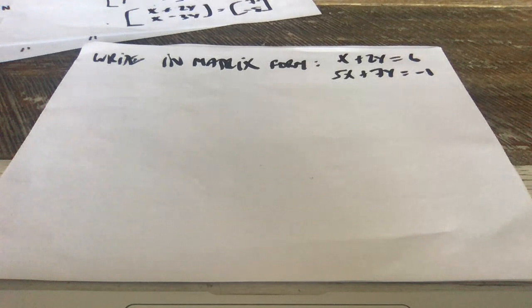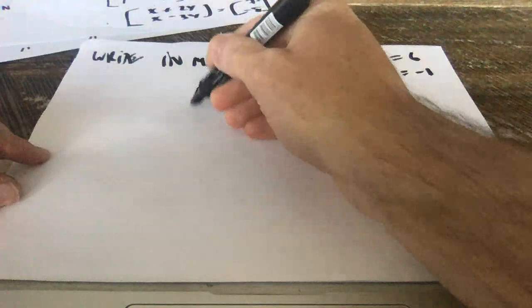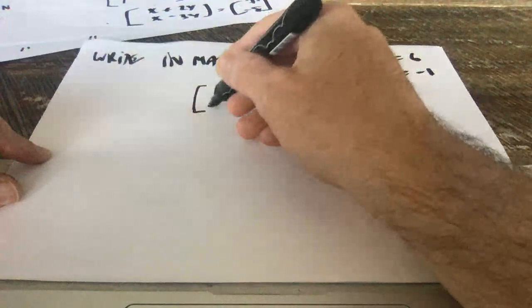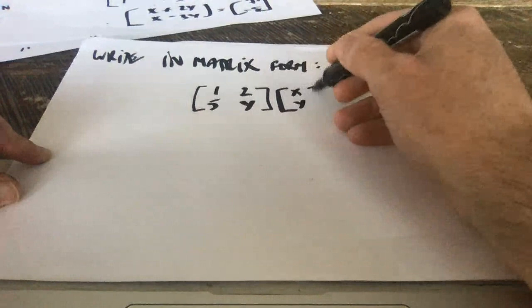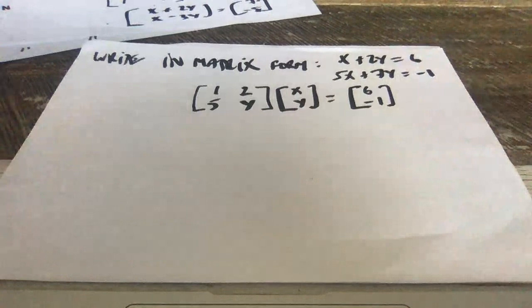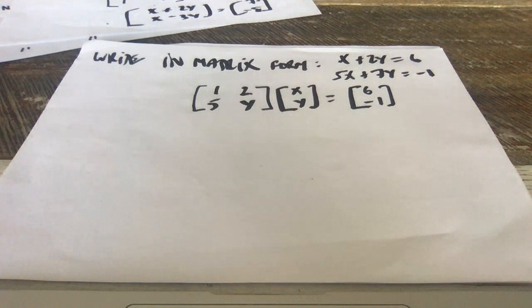All I want you to do is abstract this in a certain sense. So the solution to this, writing matrix form, is very simple. You write down the numbers multiplying the x and y, 1, 2, 5, 7. You write down the unknowns as a column. And you write down the right-hand side as a column. That's it, folks. Now, we haven't solved for x and y here. All we've done is rewrite it in matrix form. So this is exactly the same as this.